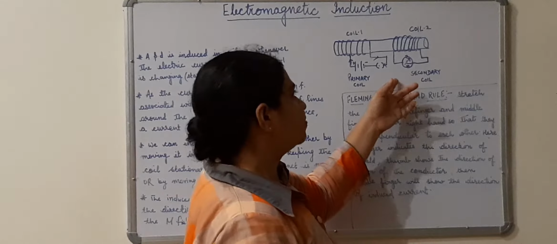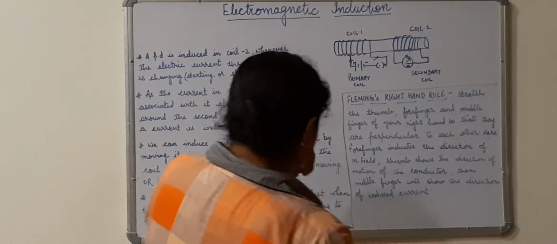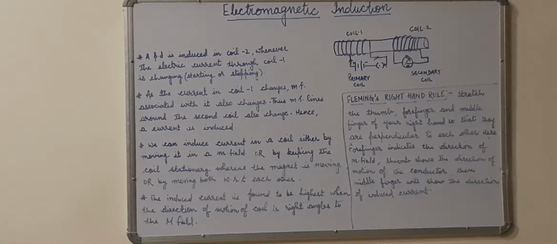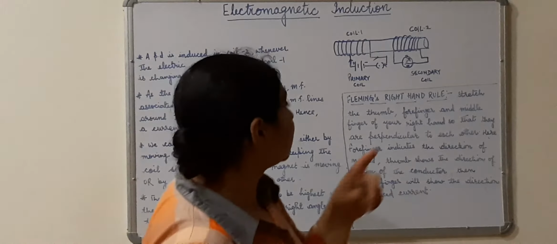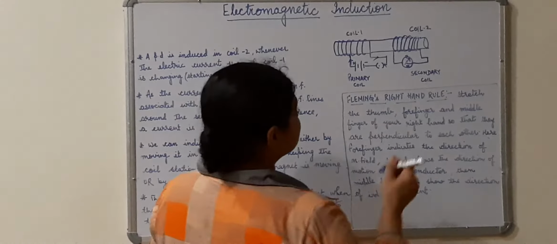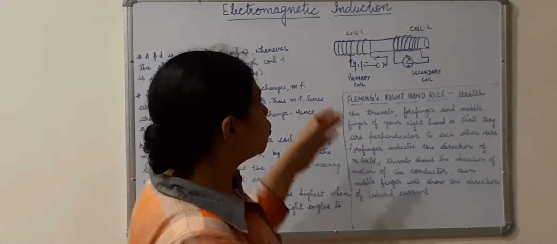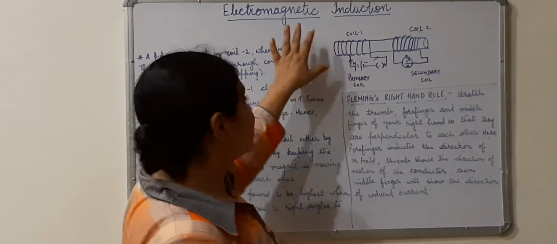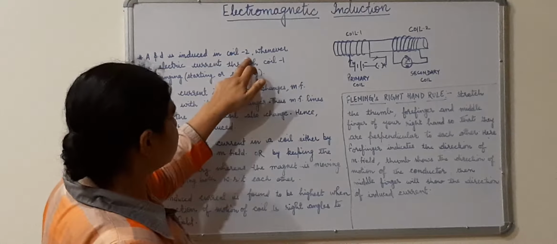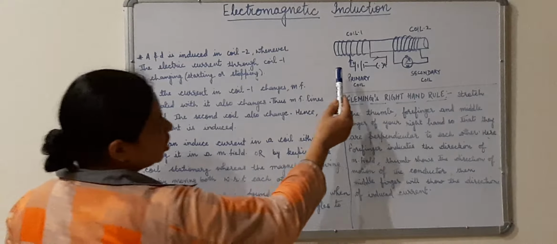This is the observation. Now, if we change the direction of the current, we'll notice that the deflection in the galvanometer is again in the opposite side. So this is your activity. Now these are the observations. Potential difference is induced in coil 2 whenever the electric current through coil 1 is changing.